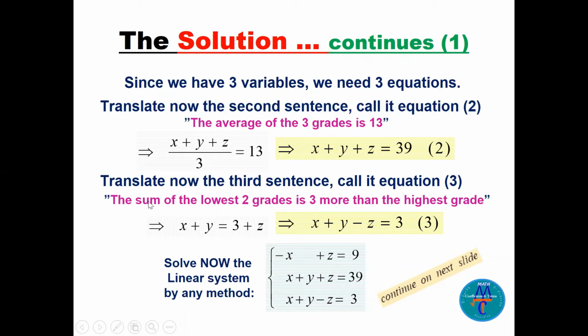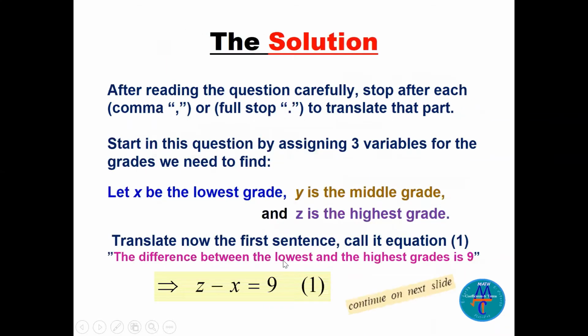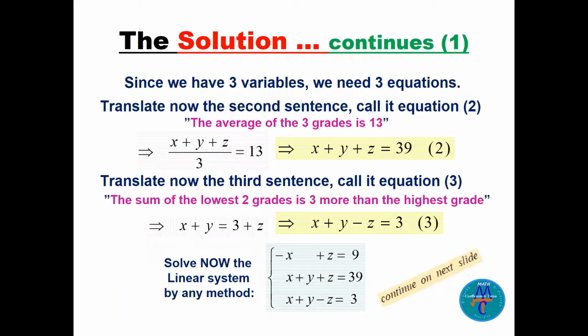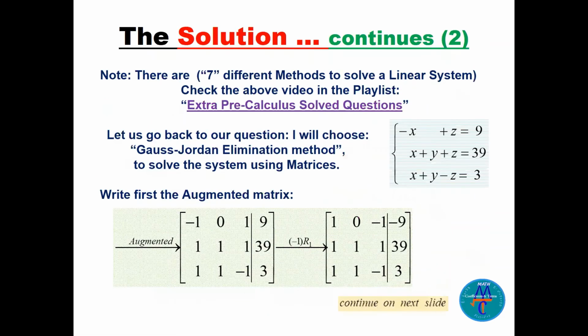This is the third sentence. The sum of the lowest 2 grades, which are X and Y, equals 3 more than the highest grade, 3 plus Z. Rearrange this equation: X plus Y minus Z is equal to 3. This is equation 3. So now we have a linear system here. The equation from before, Z minus X, becomes minus X plus Z is equal to 9, X plus Y plus Z is equal to 39, X plus Y minus Z is equal to 3. Now let's continue on the next slide.